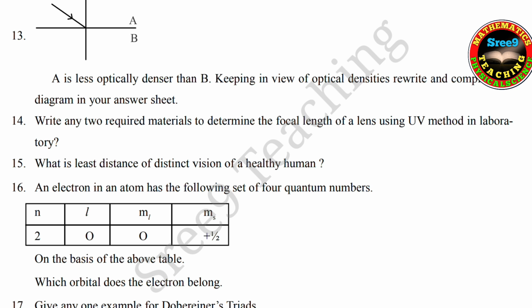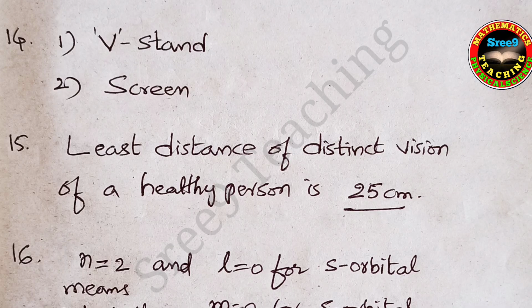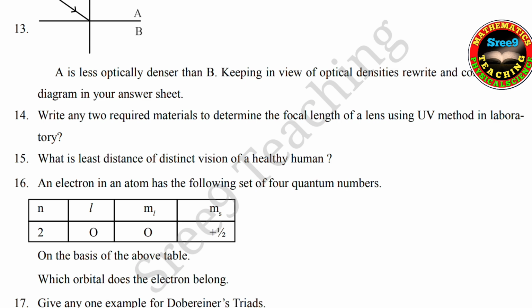Now 15th question. What is least distance of distinct vision of a healthy human? I think everybody knows this. What is that? Yeah, 25 centimeters. Now let us see the answer. For the 15th question, least distance of distinct vision of a healthy person is 25 centimeters. Now see the 16th question.